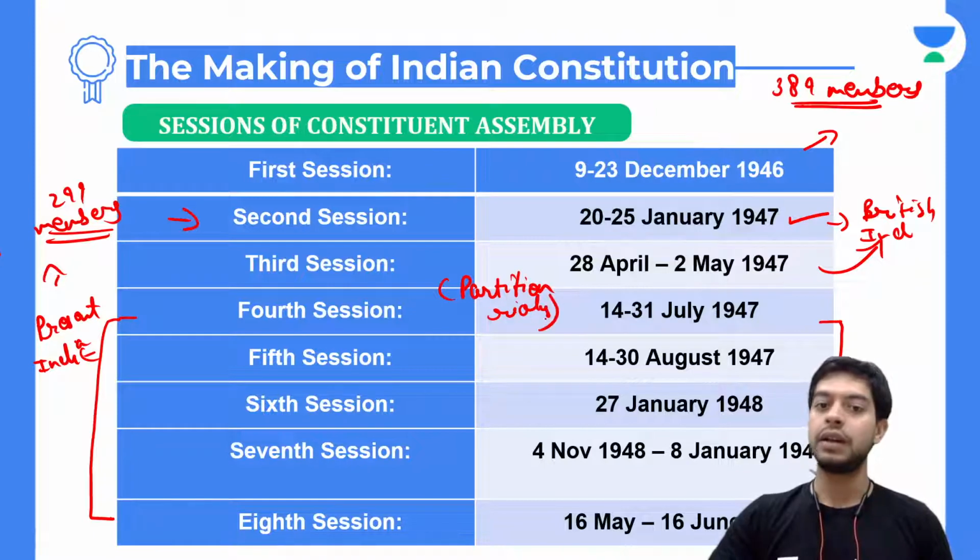कॉन्स्टिट्यूएंट असेंबली तो बनी ही कैबिनेट मिशन प्लान के अंडर थी. When the Cabinet Mission Plan failed, the Constituent Assembly was dissolved. इंडियन इंडिपेंडेंस एक्ट came, and under the Indian Independence Act a new Constituent Assembly was made. The whole chronological order is that सबसे पहले क्रिप्स मिशन आया.